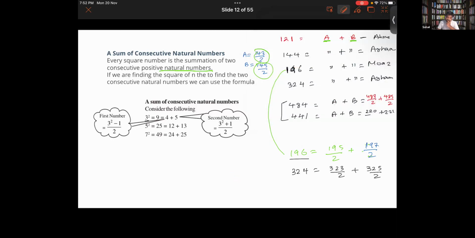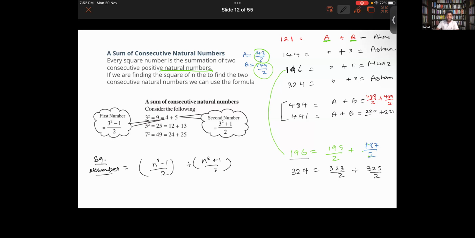Yeah, Ahmed, what about your answer? Ahmed, you done? Look, what is there to be confused in this? Here we have square numbers, and you have to represent them in the form of (n square minus 1) upon 2 plus (n square plus 1) upon 2. In this form we have to represent the square number. Yeah, this is what we have to do now.